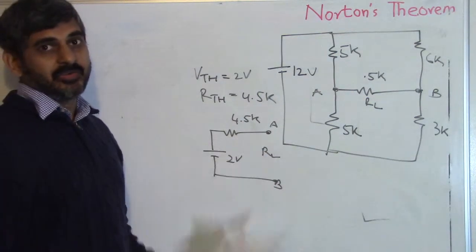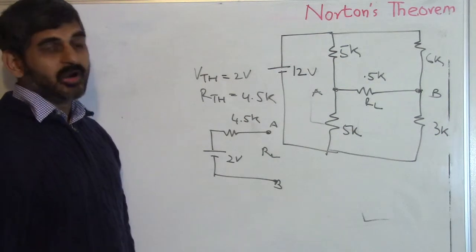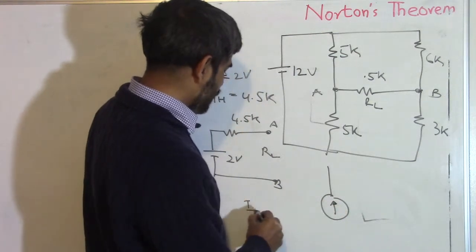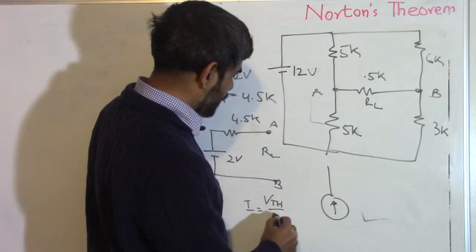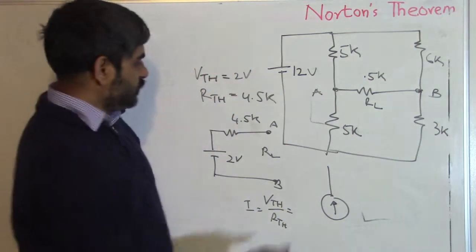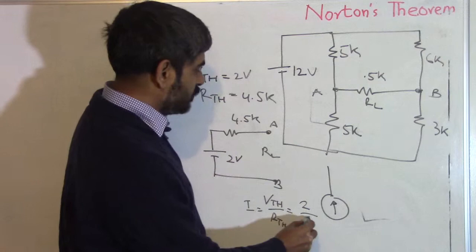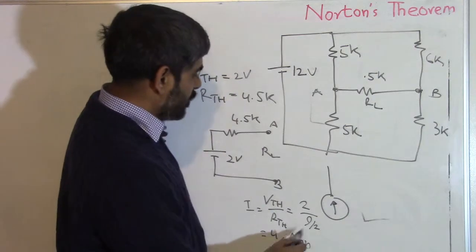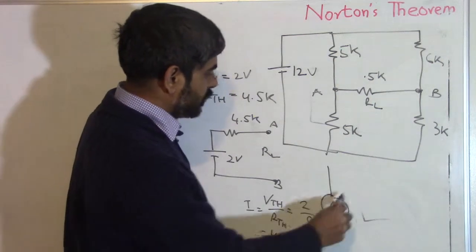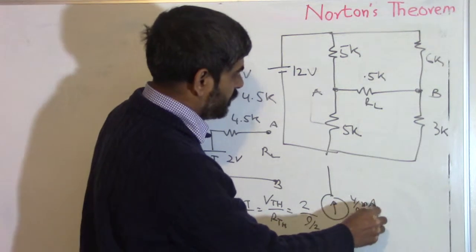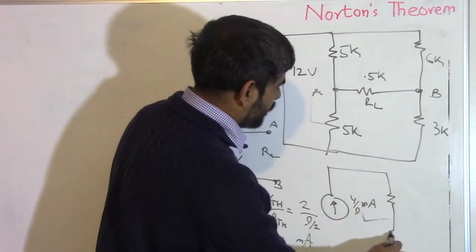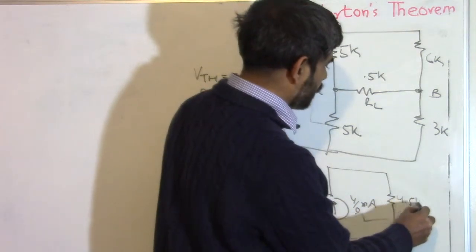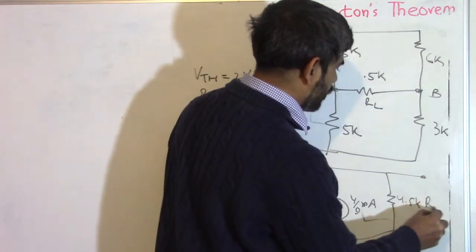I can convert this Thevenin's circuit into Norton's circuit that will have a current I given by V Thevenin divided by R Thevenin. V is 2 volt, R is 9 by 2. So this is going to be 4 by 9 milliamp. And this resistor will have the same value as RTH or 4.5K. And then you can go on to connect your R load.